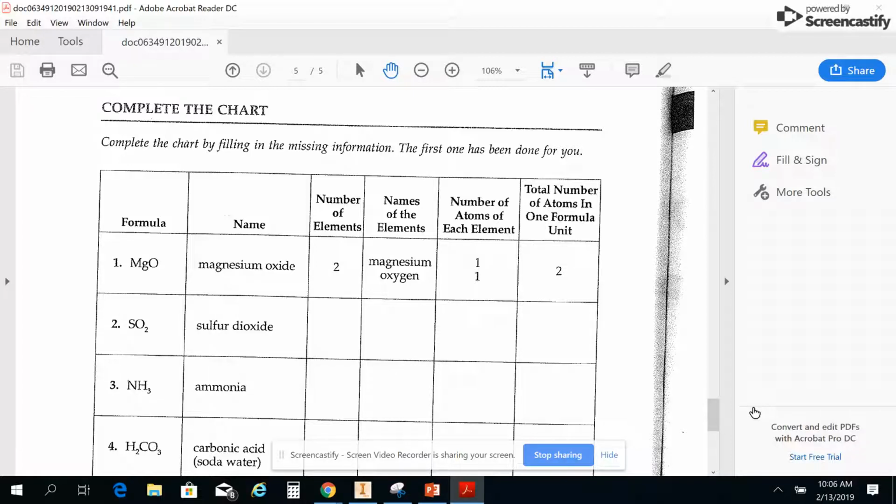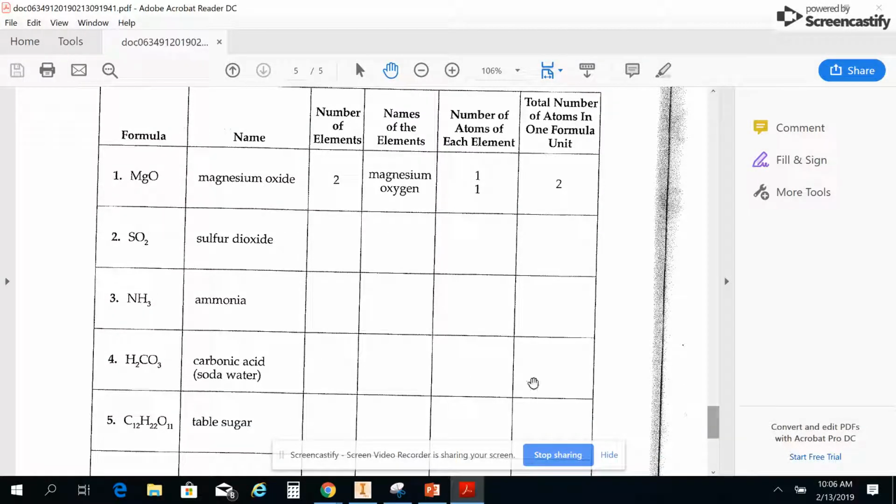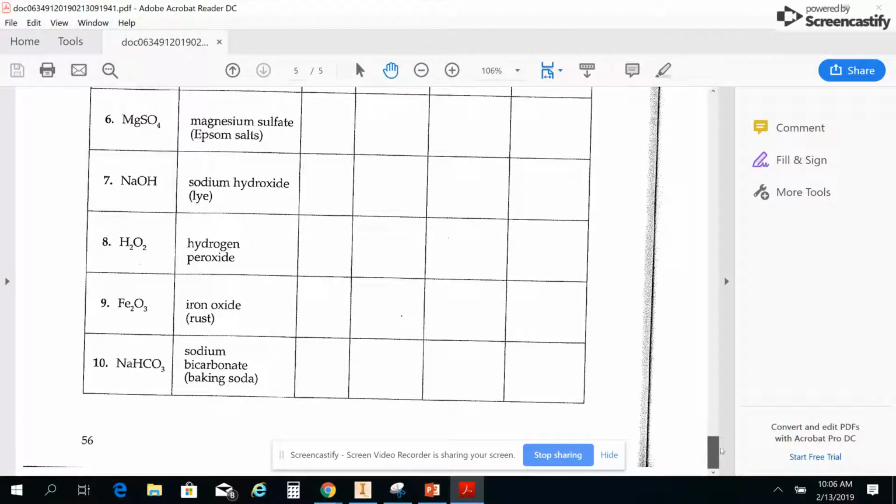By looking at the formula and the periodic table, I can tell there are 2 elements, and the names are magnesium and oxygen. By looking at the periodic table, I can tell there's 1 of each for a grand total of 2. If you see the subscripts, like number 4, that 2 tells you there's 2 hydrogen, the 3 tells you there's 3 oxygen, and there's only 1 carbon because there's no subscript. So complete the chart.